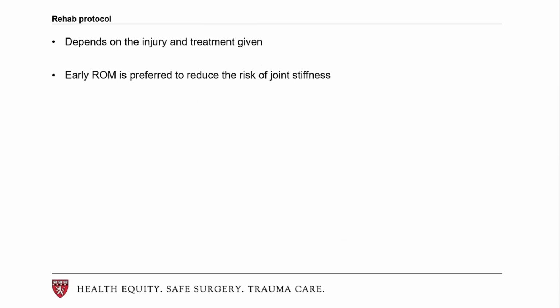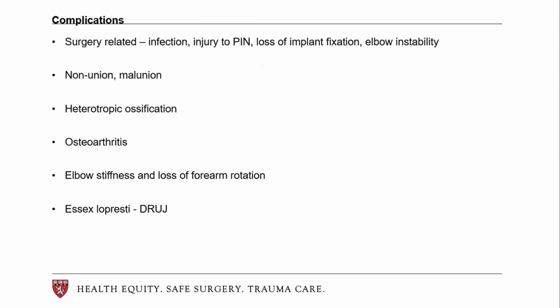Once you've fixed for those patients that need surgical management, or you've applied the splint or an arm sling for the non-operative management, that is what will guide the rehab protocol. But with the elbow, it is best to obtain early range of motion, as this reduces the risk of joint stiffness. Some of the complications we see around the radial head and neck will be surgical related: infection, injury to the posterior interosseous nerve, loss of implant fixation, or elbow instability.